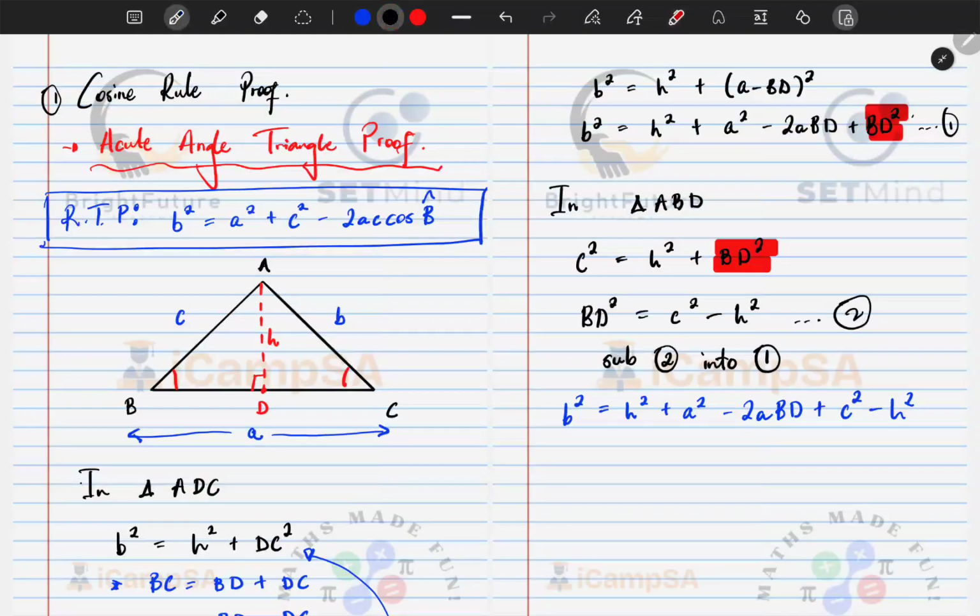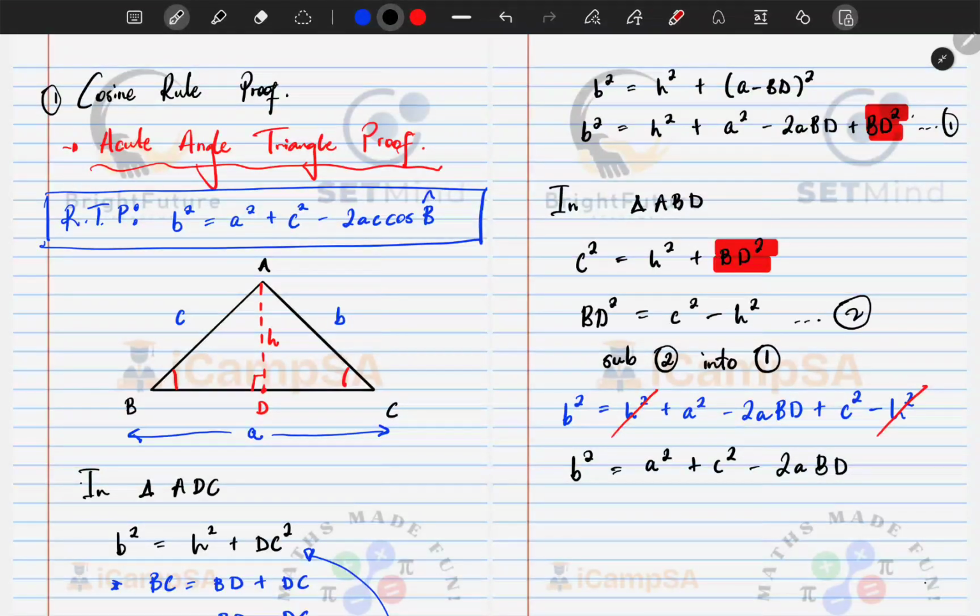Great. So now I have something in common, right? I have h squared and I also have h squared. But notice how this h squared is negative. So I have positive h squared, I have negative h squared, so this and that will cancel, right? So I'm going to have this cancelling with this. And then now I am left with b squared is equals to, it's going to be a squared plus c squared minus 2abd.